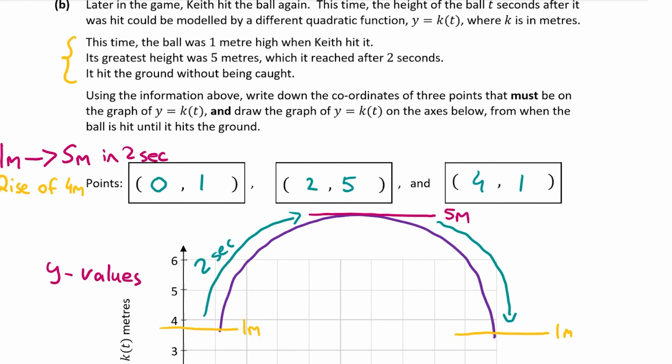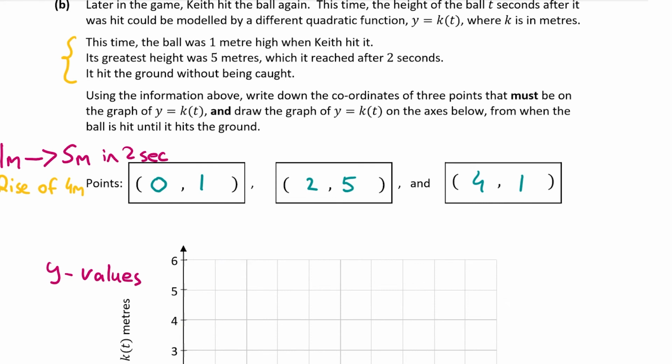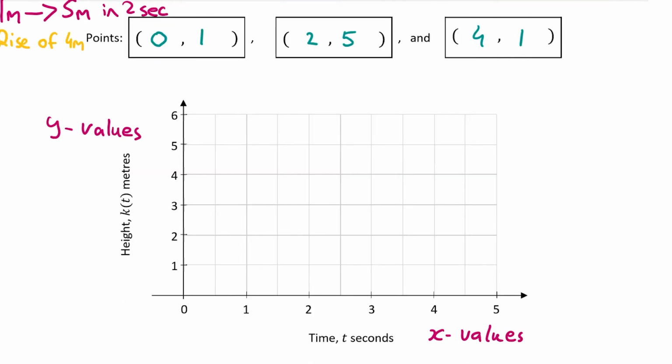Now let's plot these and draw in our graph. The graph just on the screen there was a rough sketch and it wasn't the actual answer, but I am going to draw in the actual proper graph now. So let's plot the 3 points now. So 0, 1, 2, 5, and finally 4, 1. Remembering that the first value is the x value and the second value is the y value.